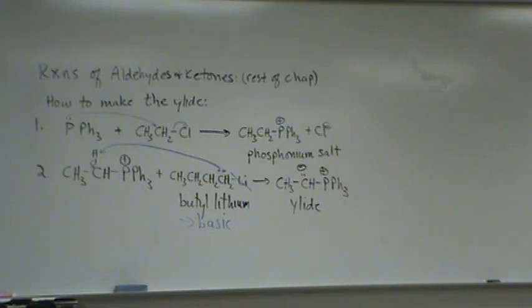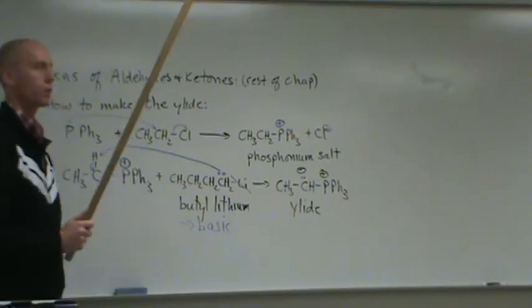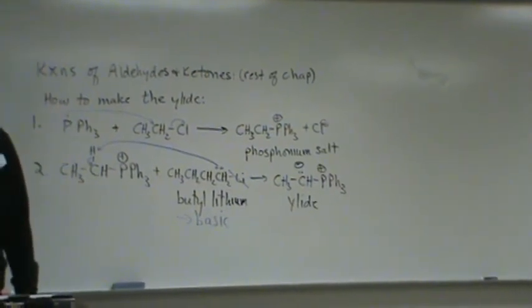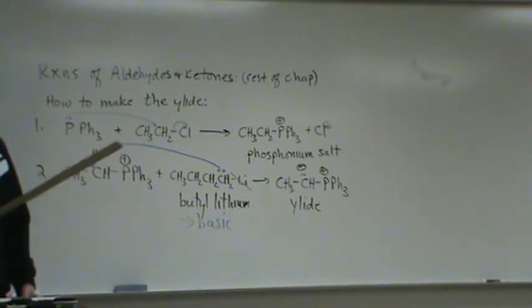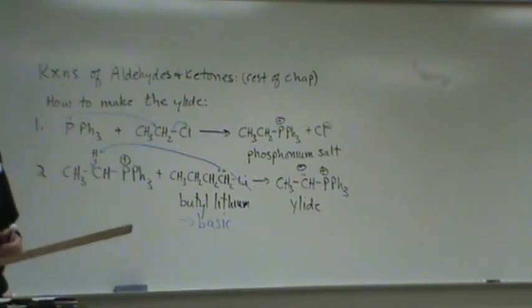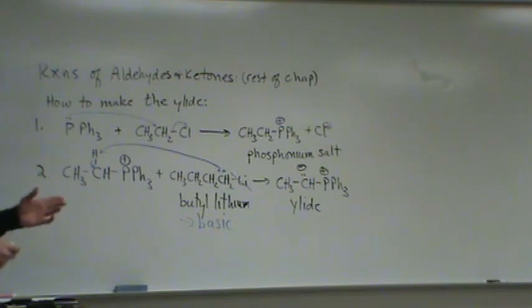So you want to know these two reactions in the Wittig reaction. This is how to make the ylide, which can then go on and react with what? A ketone or aldehyde, or simply the carbonyl of the ketone or aldehyde. Any questions on that setup there?